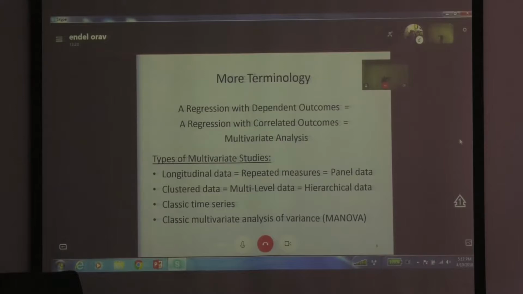Another sort of study design that leads to a multivariate analysis would be clustered data or multi-level data or hierarchical data. And I'll give you an example of that on the next slide, so I won't try to explain it without some words in front of me. The form of the database will be the same. The choices for analysis next week will be the same. But it's just the structure of the study, and you'll see in a slide what that means.